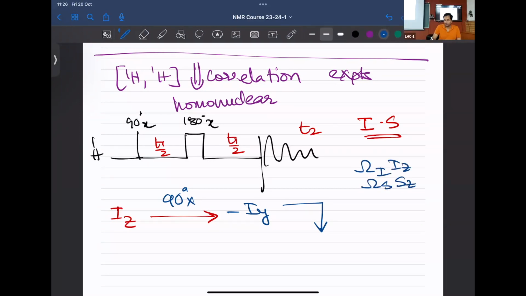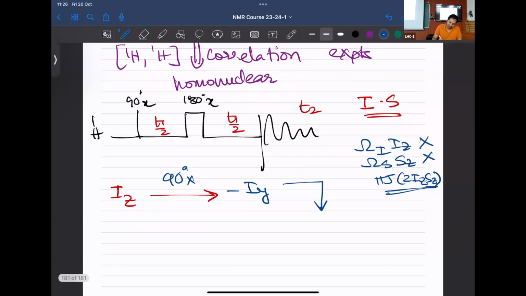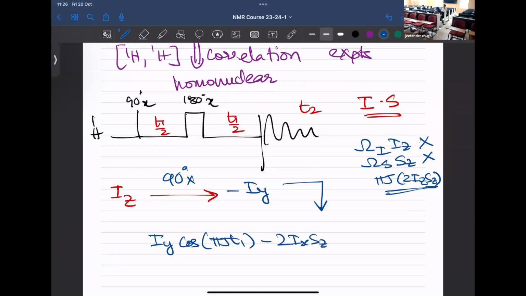You said chemical shift will not evolve, correct? It will refocus, sir. Yes, so no evolution. The only term that might evolve is the weak coupling term. You think it will evolve or not? It will evolve. Good. So how do you think it's going to evolve? Sir, Iy cos pi J t1 minus 2IxSz sin pi J t1.